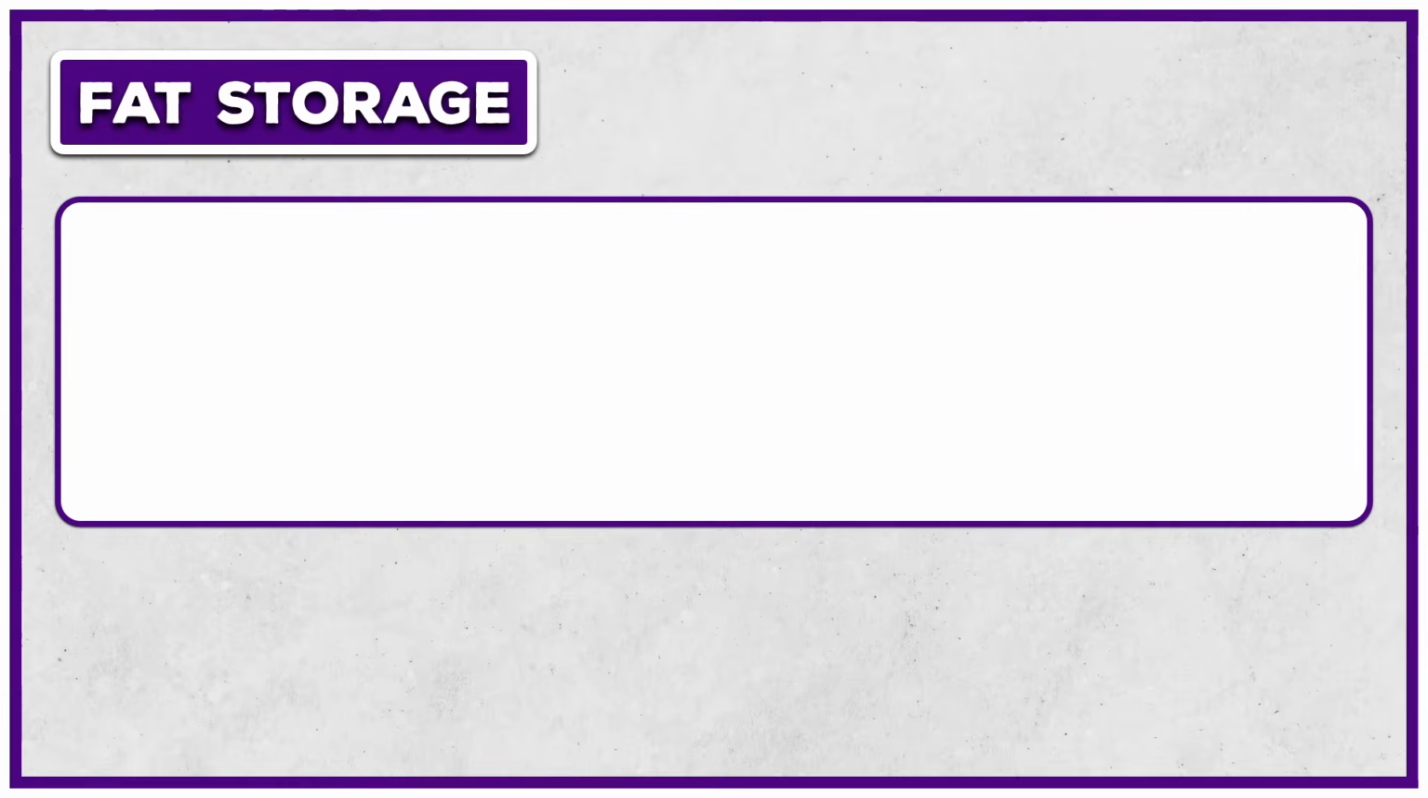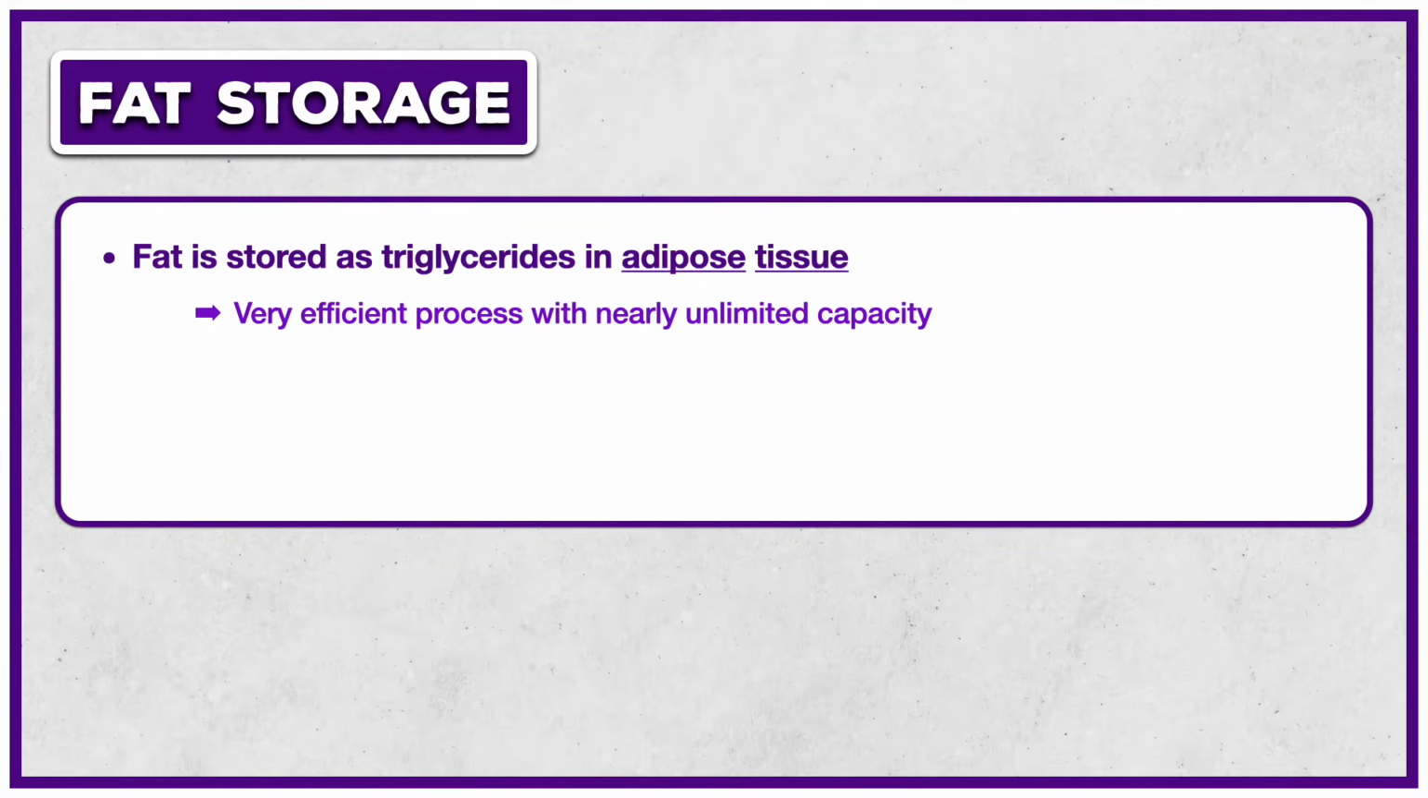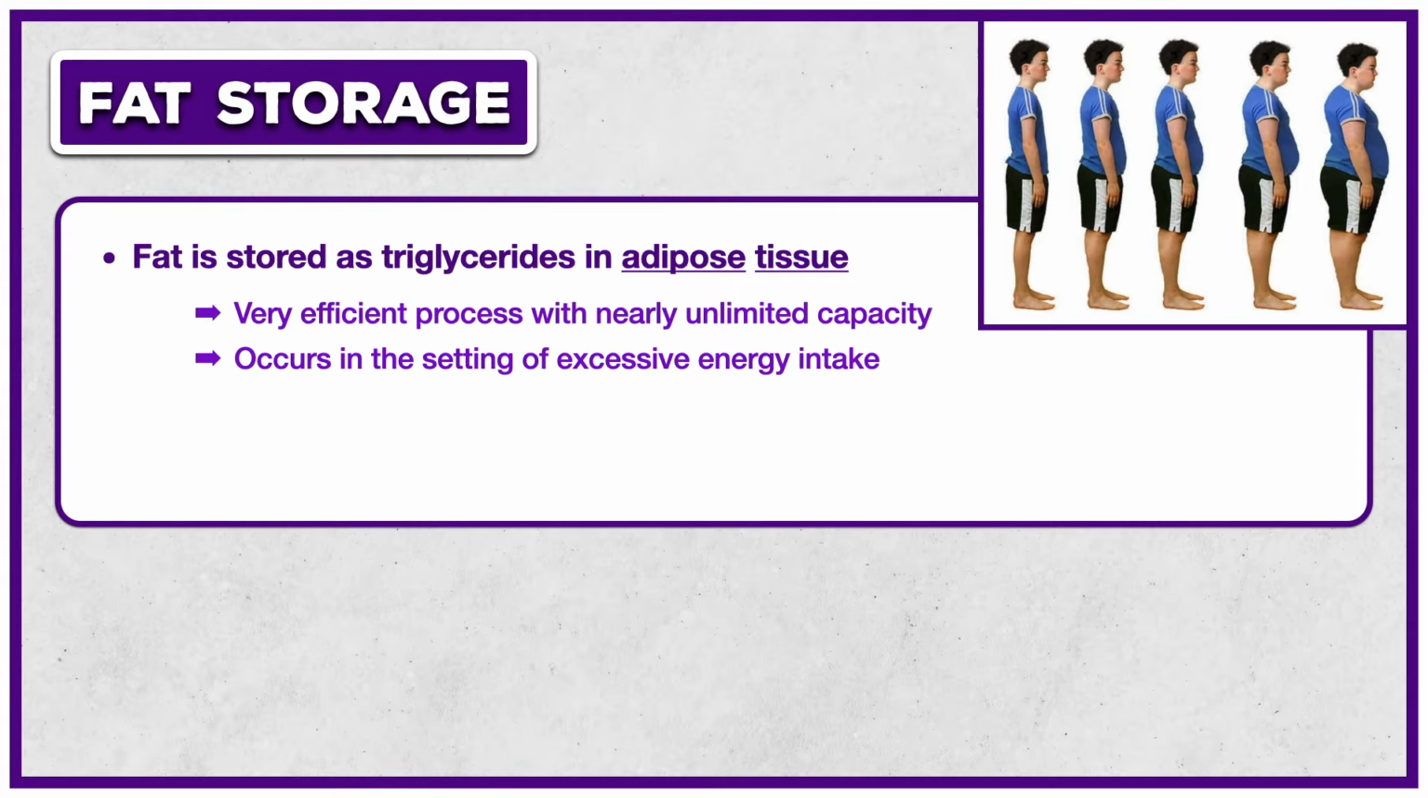Finally, we have fat storage. Fat is stored as triglycerides in adipose tissue, which is a very efficient process with nearly unlimited capacity. Fat storage occurs in the setting of excessive energy intake, and since there's an unlimited capacity for it, as long as excessive energy availability persists, a person will continue to see increases in adipose tissue. This process, of course, can be reversed by creating an energy deficit.